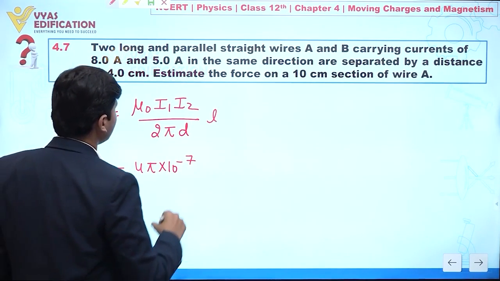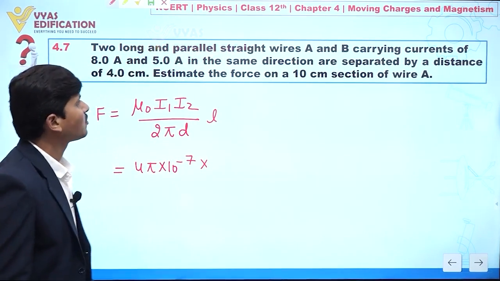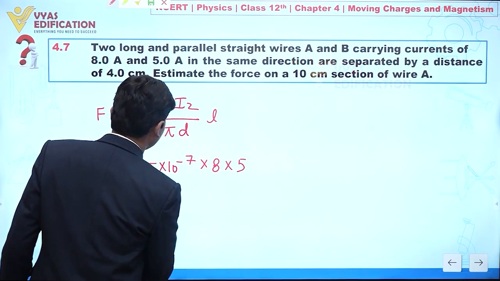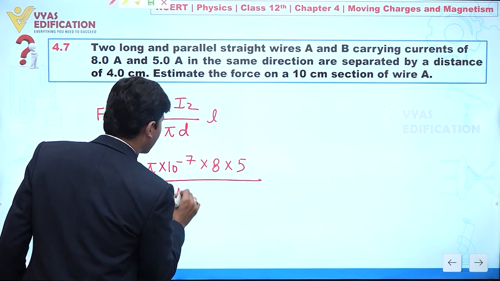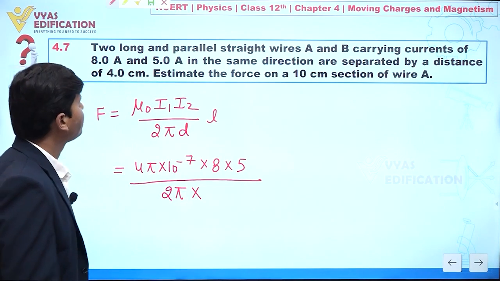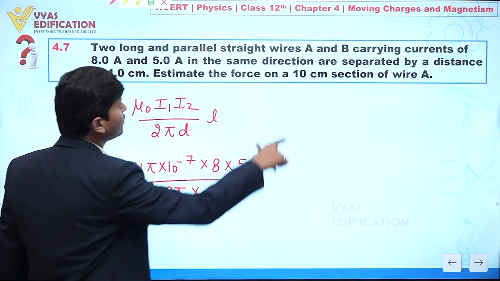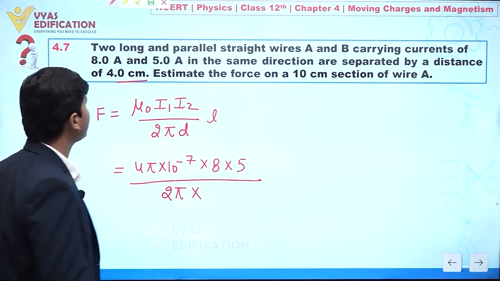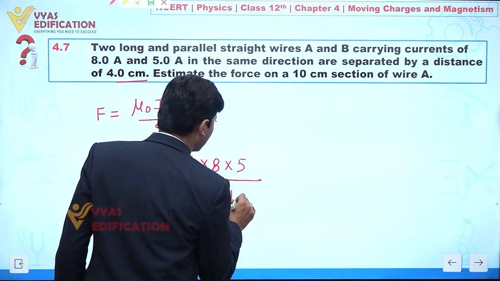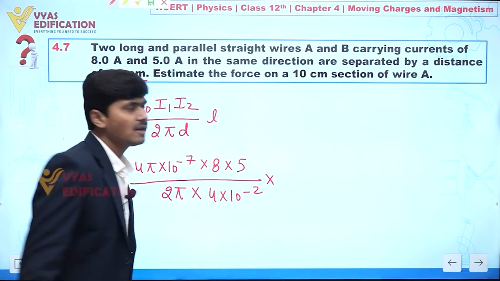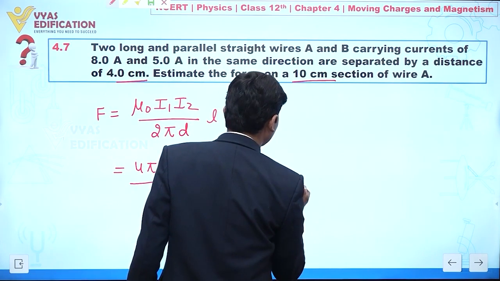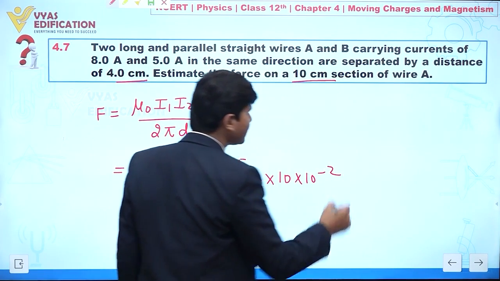The values of current I1 and I2 are given as 8 and 5. So 8 multiplied by 5 divided by 2 pi, multiplied with d. The d given to you is 4 centimeter. They are separated by a distance of 4 centimeter, that is 4 into 10 to the power minus 2. And we have to find the force acting on a segment of 10 centimeter, so 10 into 10 to the power minus 2.